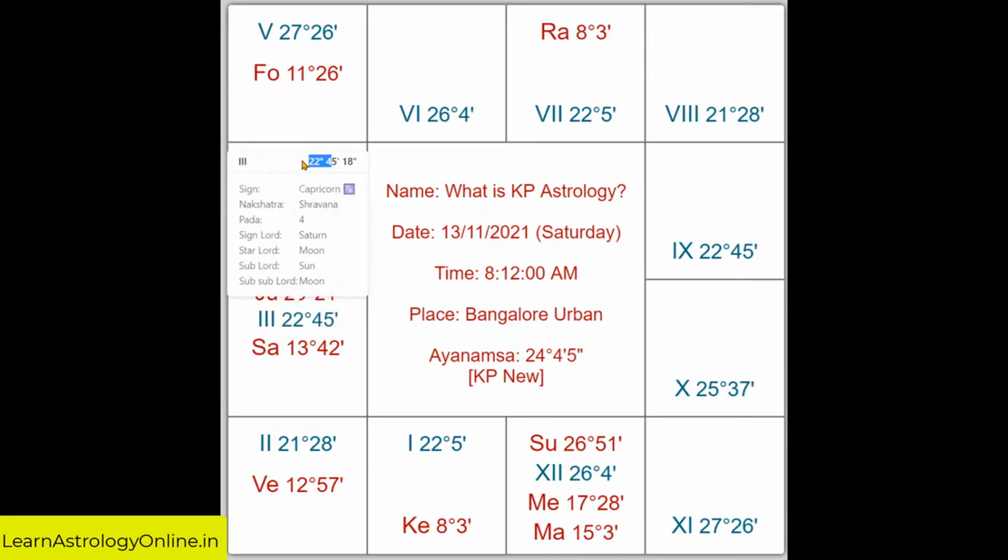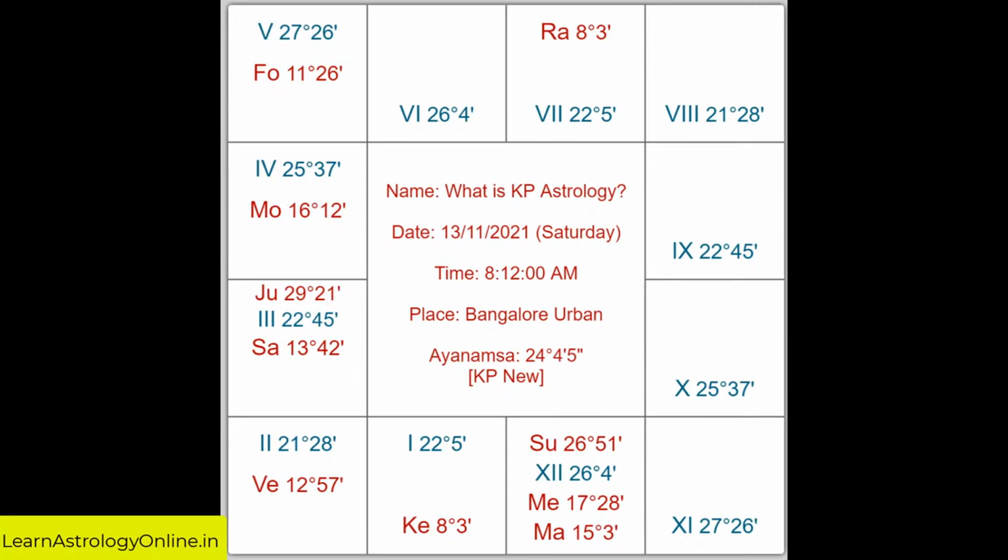When we say third bhava, we really mean the ending of the second bhava, the starting of the third bhava. So the third cusp starts at 22 degrees. And therefore, there's a good 9 degree difference between Saturn's position and the third bhava cuspal starting point. You cannot say Saturn is in the third bhava.